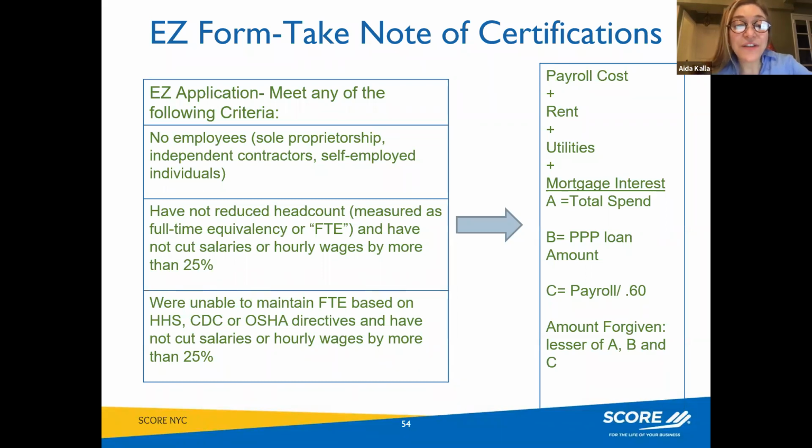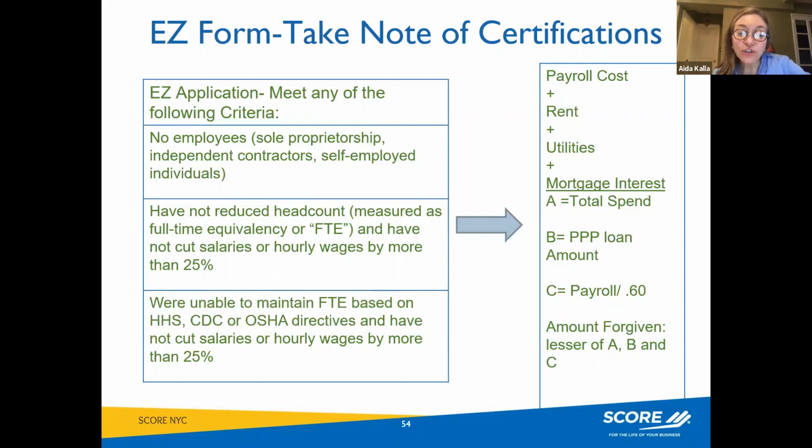So the easy form is, if you meet any one of the following criteria: you're a sole proprietor, independent contractor, self-employed, what have you, and you have no employees. Or you do have employees, but you have not reduced the headcount as measured by FTE, which we're going to go into in detail, and have not cut salaries or hourly wages by more than 25%. And then the last one is a governmental one, because what it basically says is, irrespective of whether you had to reduce headcount or reduce wages to some extent, you may still be eligible to use the easy form.